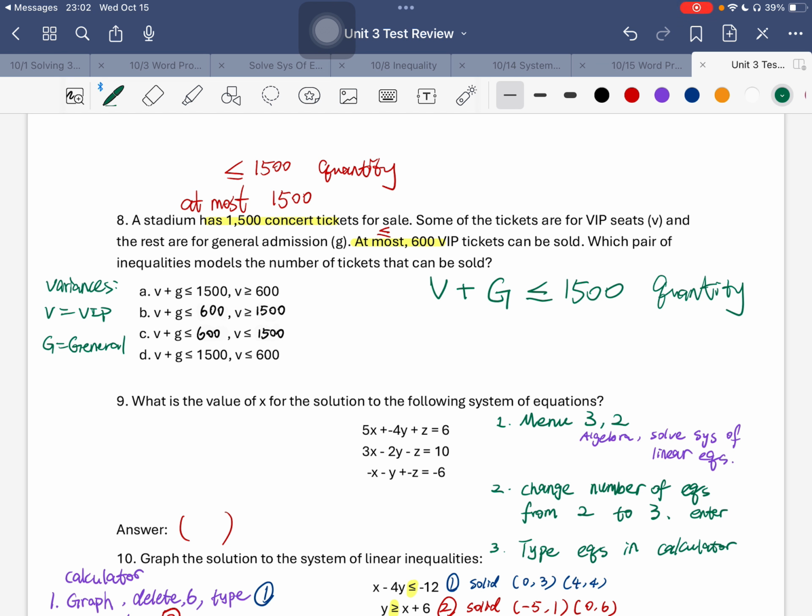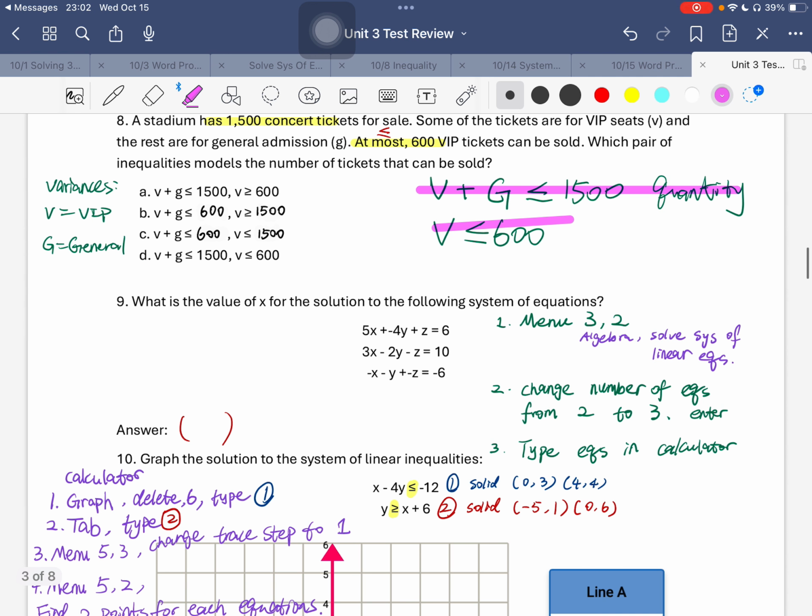The second one is at most 600 are VIP. So it'll just be VIP less than and equal to 600. That's it. And we picked the correct answer. So the most VIP tickets that can be sold is 600. It will just be V less than or equal to 600.